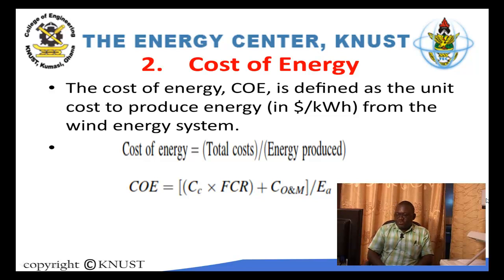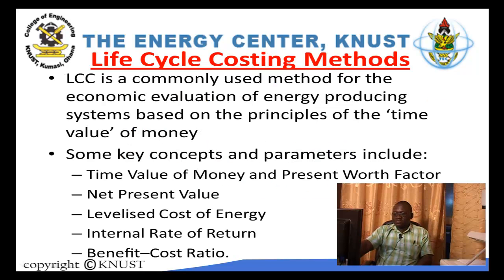The cost terms are defined in the lecture materials. You have the capital cost and the fixed charge rates, and then operations and maintenance, all these combined. Then you divide by the annual energy produced. I think the formula is quite simple and clear to understand.